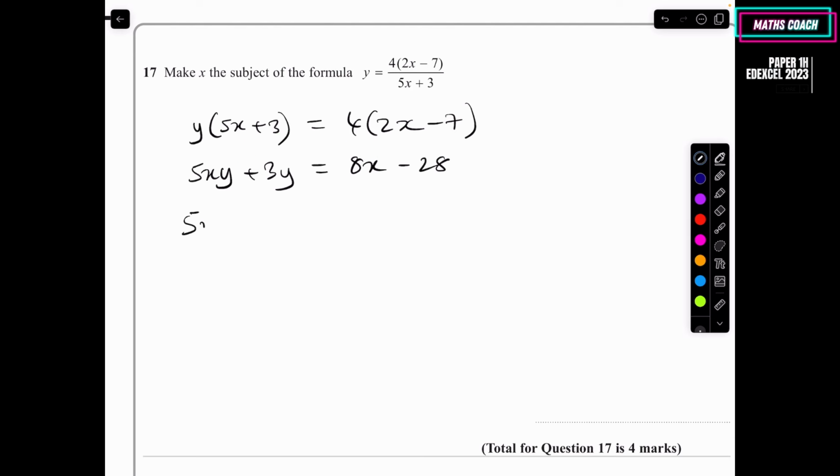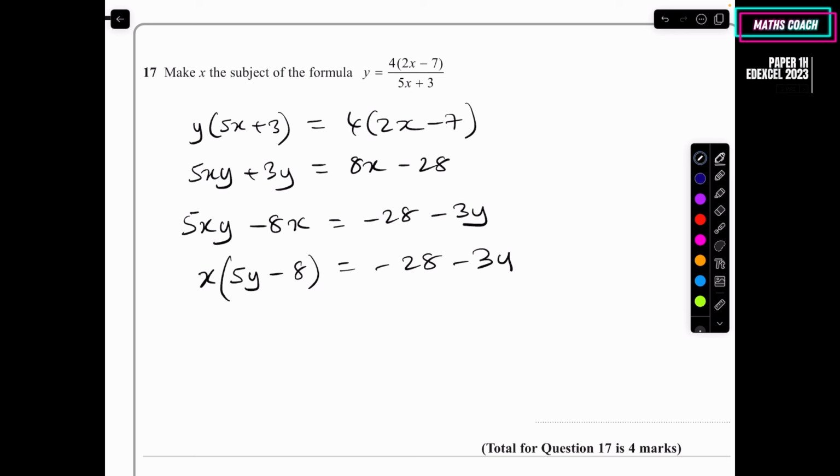Okay, so 5xy minus 8x, and also I'm going to move you over there. So you're both negative now: minus 28 minus 3y. Now here I'm going to factorize the x out, because I want x on its own. So (5y minus 8)x is equal to minus 28 minus 3y. Now I've got x on its own by doing the division, so x equals minus 28 minus 3y divided by 5y minus 8.